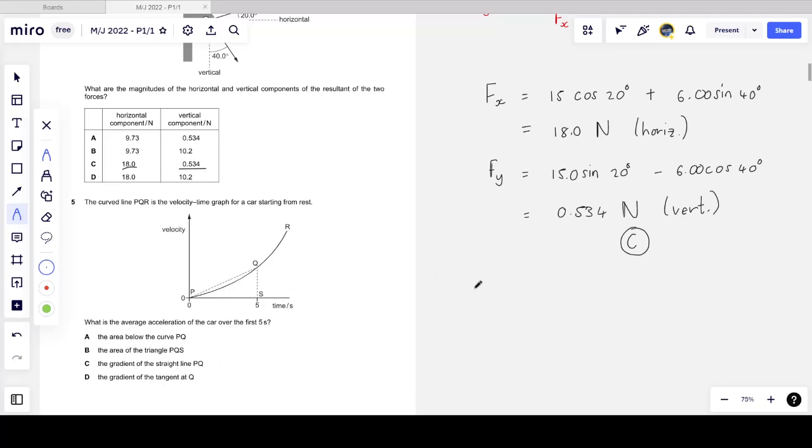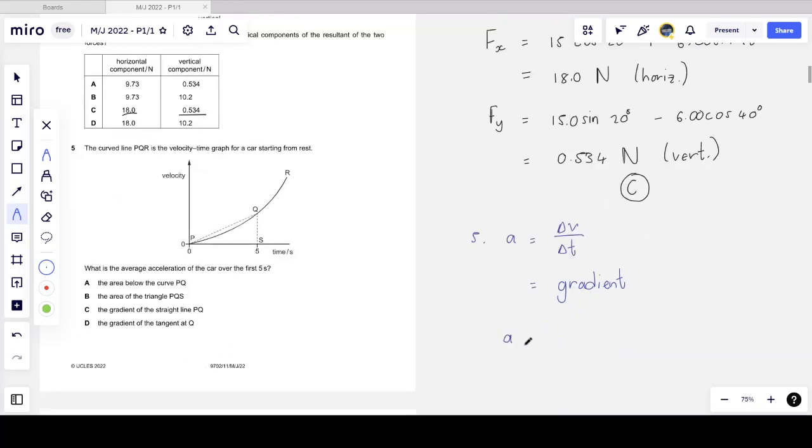I think the first thing to do in a question like this is to remind ourselves what average acceleration is. Average acceleration, or acceleration in general rather, is rate of change of velocity. And so if we have a velocity time graph, the rate of change of velocity will be the gradient of the graph. And so it's the gradient, but where is it the gradient of the straight line PQ or the gradient of the tangent at Q?